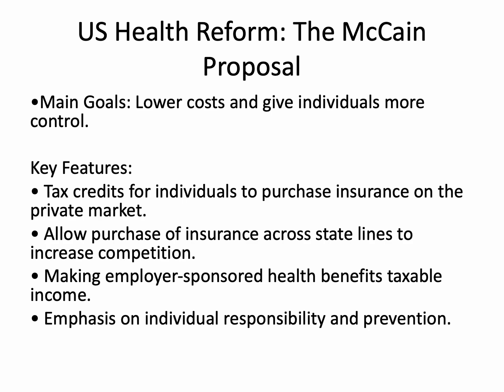In contrast to the regulatory approach of the ACA, the McCain proposal was a more market-based approach. The central idea was to provide a tax credit directly to individuals to help them buy their own insurance, essentially decoupling insurance from employment. This was intended to make the individual consumer a more powerful force in the market. The proposal also included a plan to allow insurance companies to sell policies across state lines, with the idea that this would increase competition and lower prices. Finally, it proposed making employer-sponsored health benefits taxable, which would remove a major distortion in the market. This approach emphasized individual choice and market competition over government mandates and regulation.